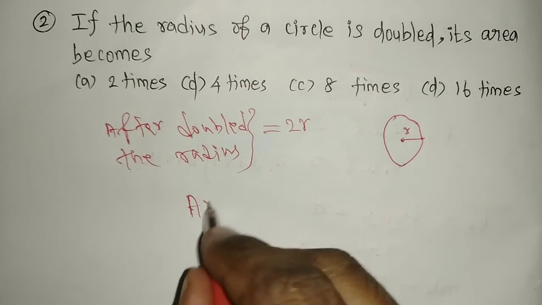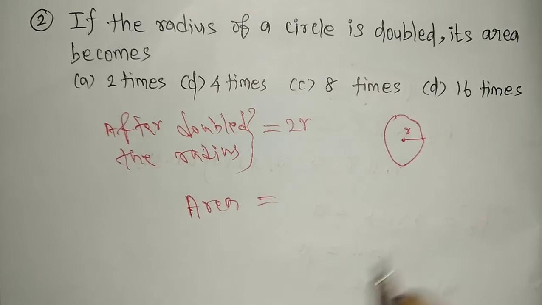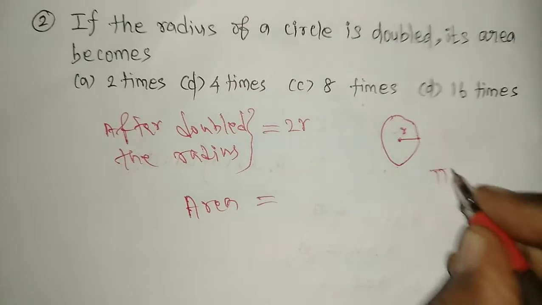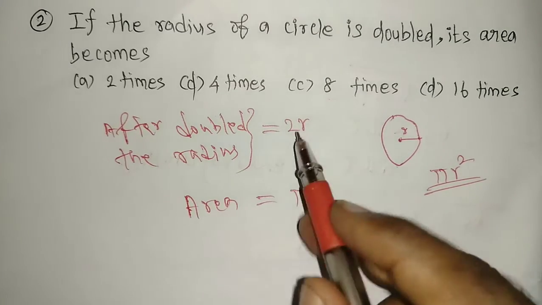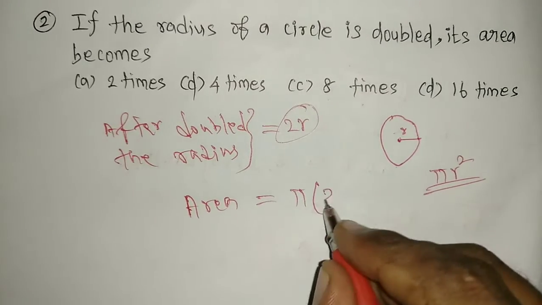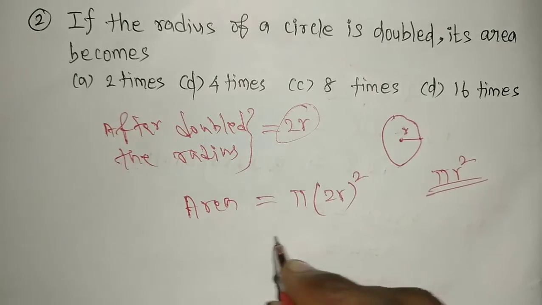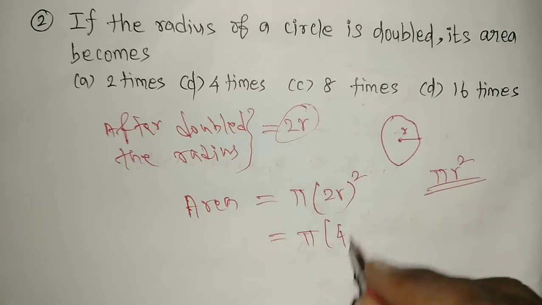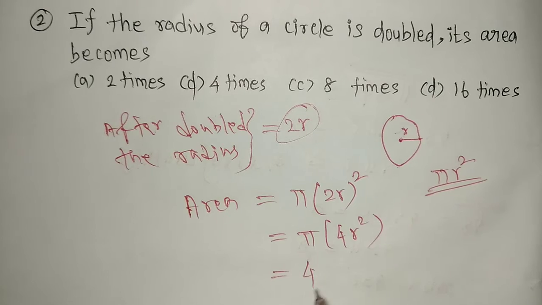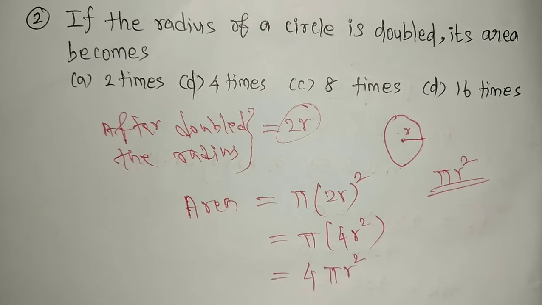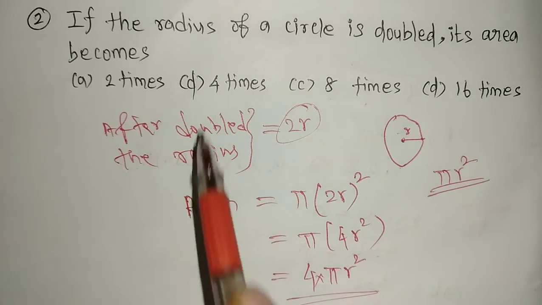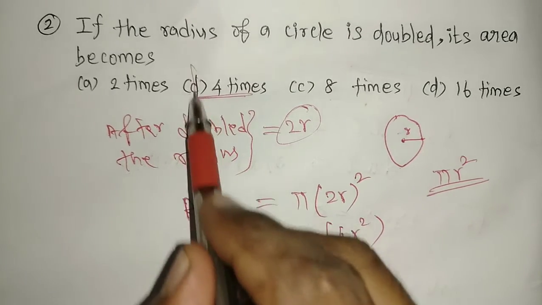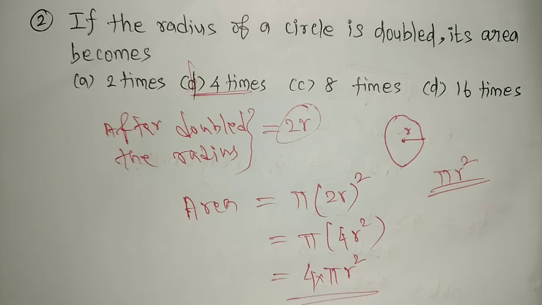So area after doubling. Generally we know pi R square is the area of a circle. So after doubling, instead of R we need to use 2R, and then square it. So what I am getting is pi into 4R square, which means 4 pi R square. So we are getting 4 times the area. So 4 times, we have option B. Option B, this is it.